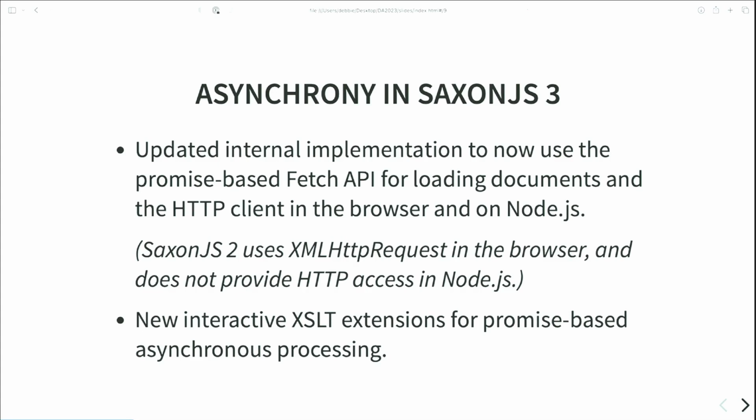And as I also said right at the beginning, we've updated the internal implementation to use promises, because currently SaxonJS, in an earlier iteration, uses the XML HTTP request mechanism, which was a callback mechanism, and that has some limitations. And in Node.js, currently we don't even provide HTTP access. So you can just do file access for documents, that kind of thing. So we're introducing new ones.